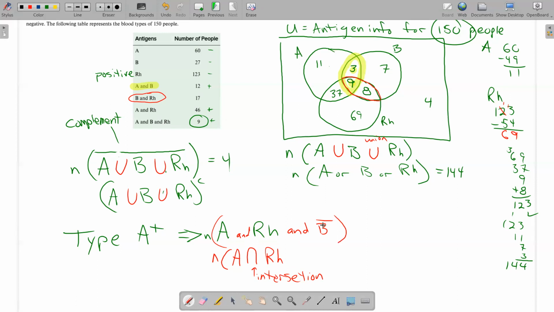And we'll get to those other 9 people in a minute, intersect B complement. So this set right here, I'm going to highlight that in green up there. So they have the A and they have the RH and they don't have B. So that would be this group right here, A and RH, but not B. So that would be 37.